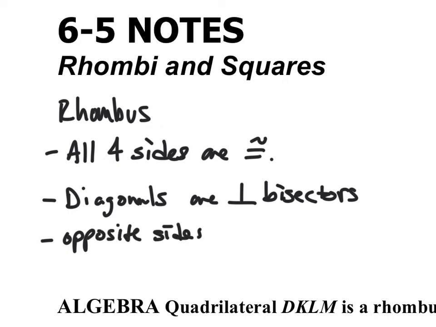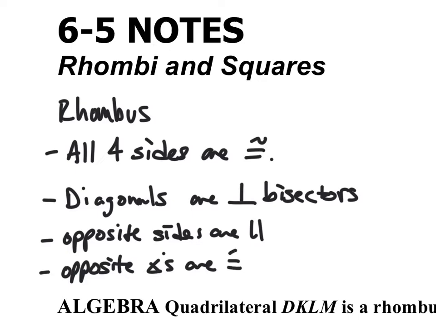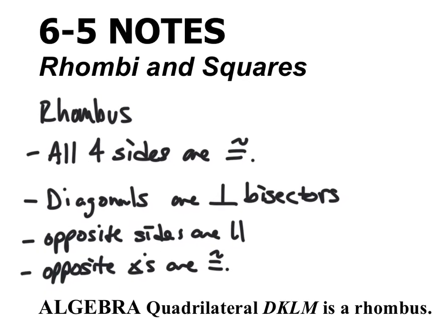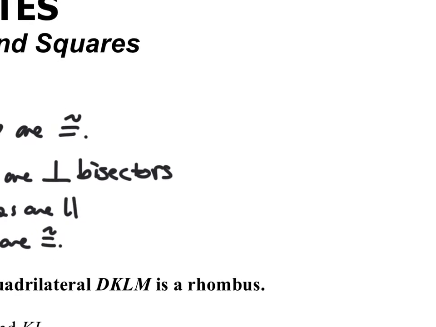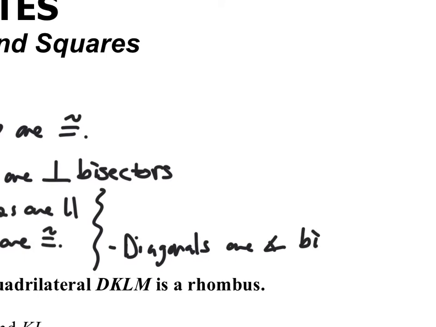And then we know that, of course, opposite sides are parallel, and we know that opposite angles are congruent as well. The other interesting thing that we know is that the diagonals are also angle bisectors. So I want to write that down here. That diagonals are angle bisectors.